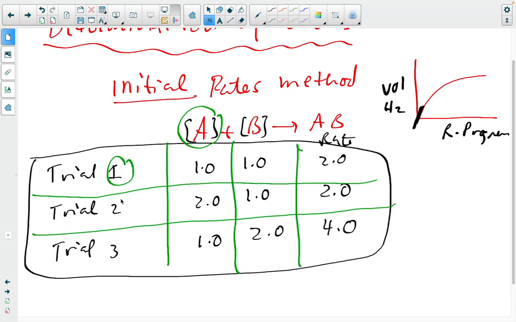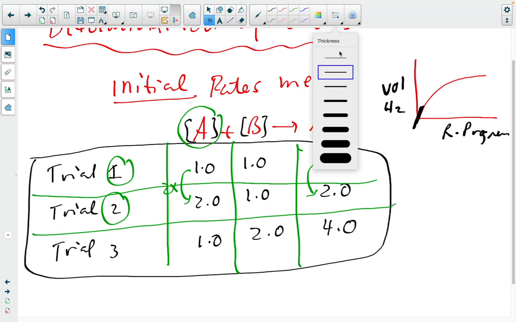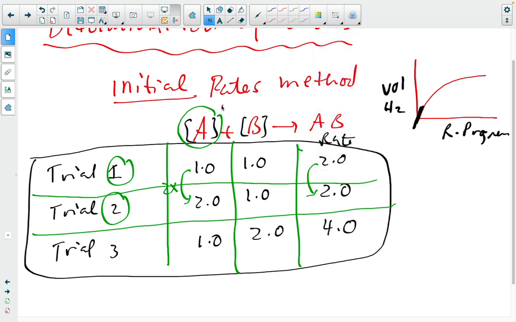So if I look at trial 1 and trial 2, you can see here that I doubled the concentration of my A while keeping this one constant, which means B is not affecting my rate. You notice that if I double the concentration of A, my rate did not change. Because of that simple fact, I can now conclude that the order with respect to A is 0. Why? Because the rate did not change. That is what is associated with a 0 order exponent or 0 order reaction.